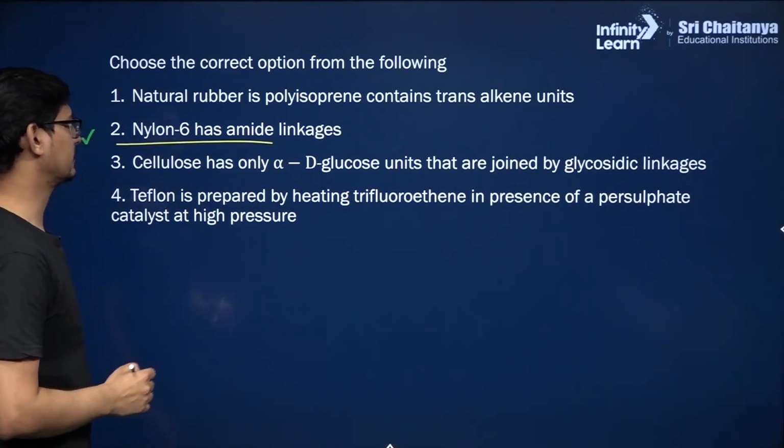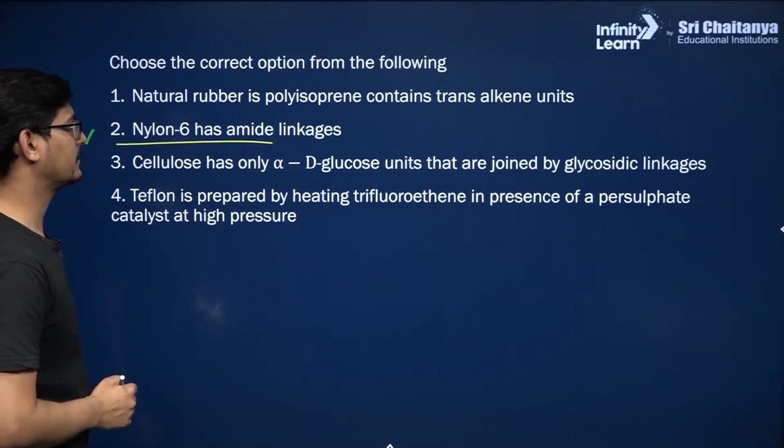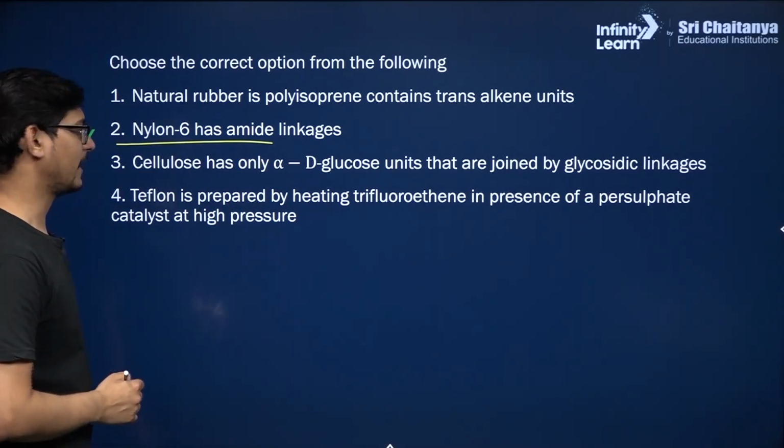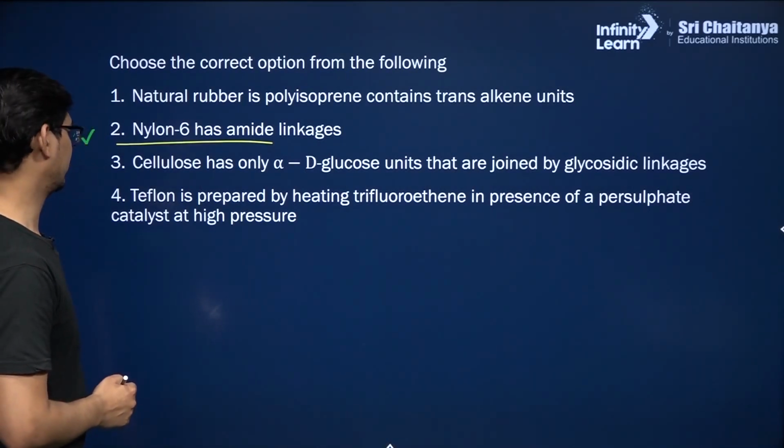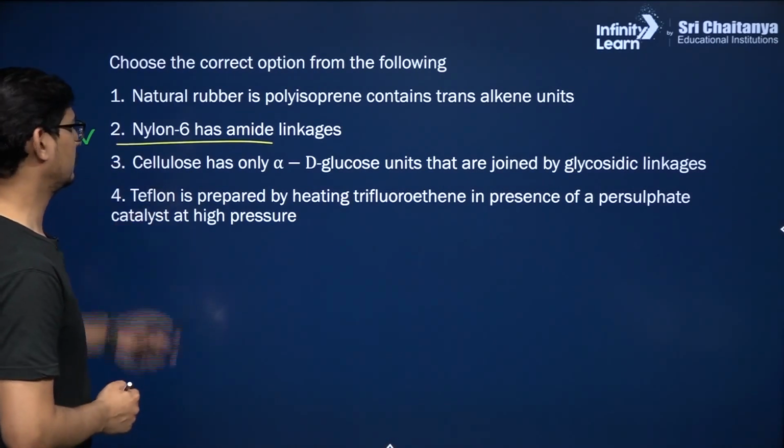Nylon 6 is an amide. Natural rubber contains cis alkene units. Cellulose does not have alpha, it's beta, right? Teflon is prepared by heating trifluoroethene in presence of persulfate catalyst, high pressure, right? So, that is the only correct.